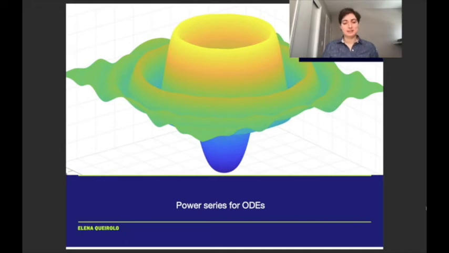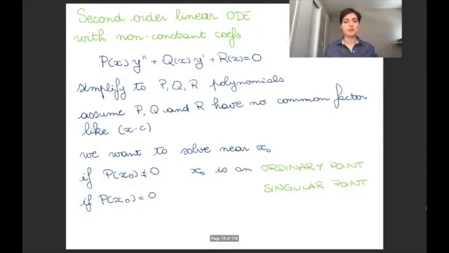To the next topic. In this video, we're going to be talking about using power series to solve ODEs. There is a separate short video about a review of power series, so if you're not comfortable with power series, please start with that video. In this video, we're just going to highlight the elements we're going to be using to apply power series in the context of ODEs.